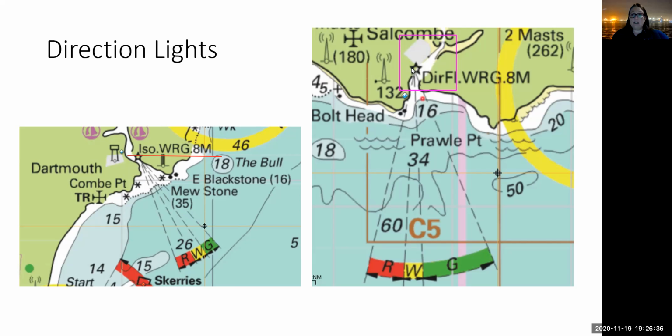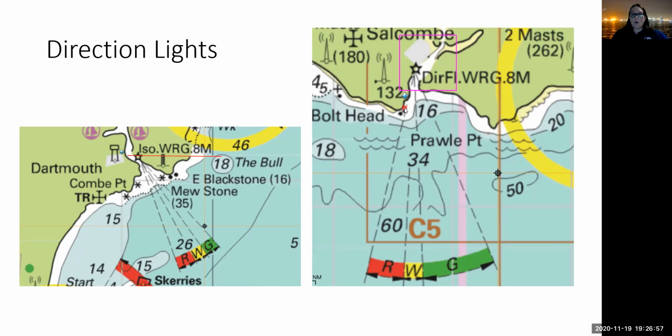Similarly, I've got a slightly different one here, just up in Salcombe. This one tells me it's a directional light. So this one is flashing white, red, and green, again visible out to a nominal range of 8 nautical miles. So as I come in, I've got my red sector, my white sector, and my green sector. And I want to ideally aim up the center of that green sector.